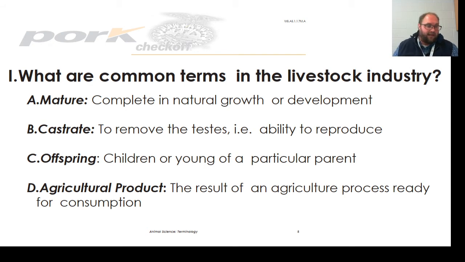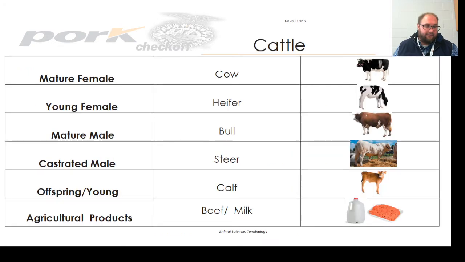Okay? So with that stated, let's get to our charts. What I would create, guys, is a chart that on the column on the left, I would write mature female, young female, mature male, castrated male, offspring/young, agricultural products, and then on top of that cell, I would write the name of the species, cattle. There are 5 species that we are going to be learning these proper terms from: cattle, swine, sheep, goats, and poultry. The poultry in particular are chickens.